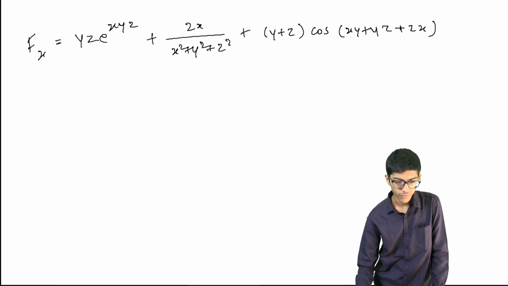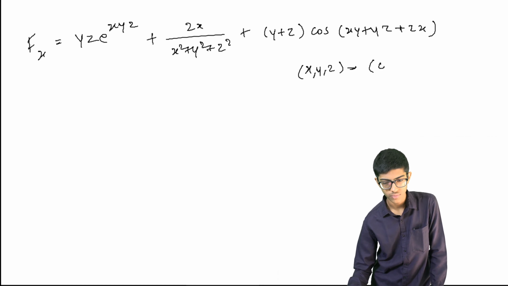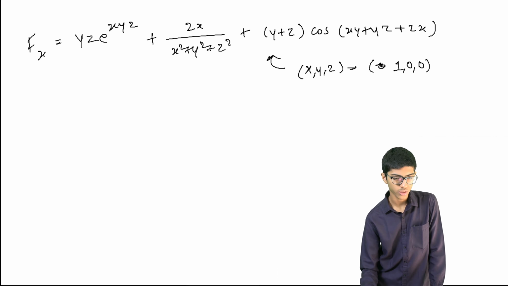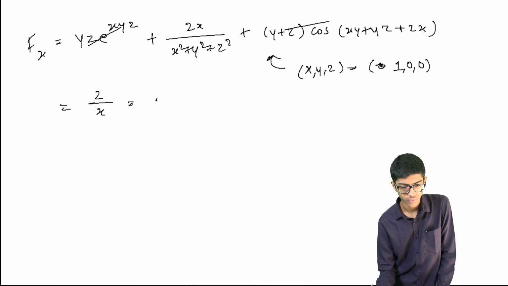Here since we have been given the values of x, y, z as 1, 0, 0, we may substitute them here. So this cancels out to be 0, this again cancels out to be 0, and these cancel out to be 0, so we get 2 by x, which is equal to 2.